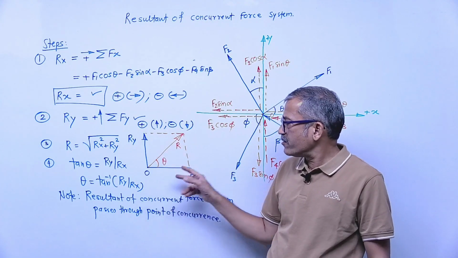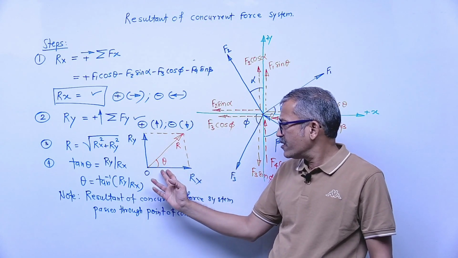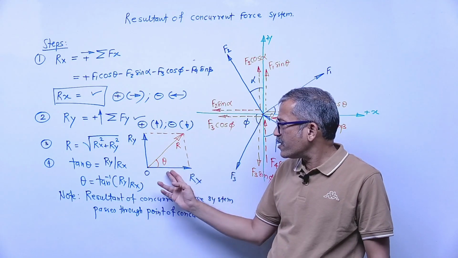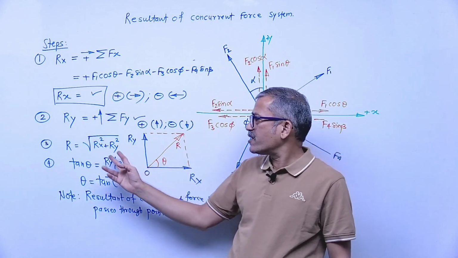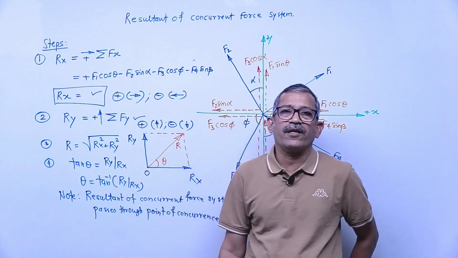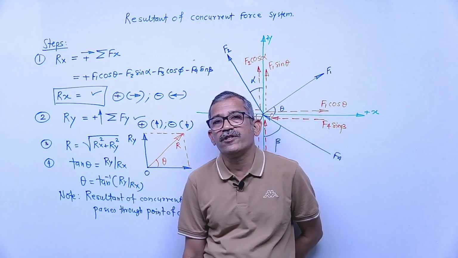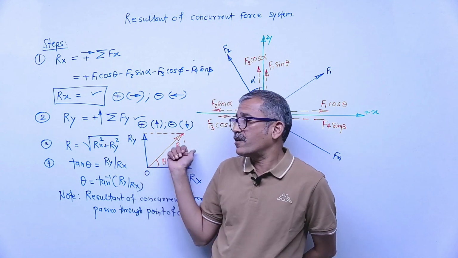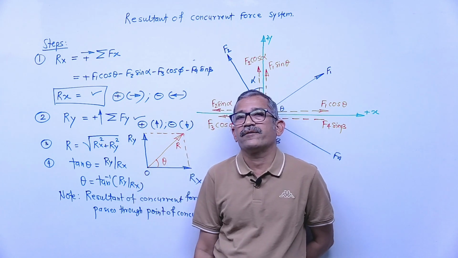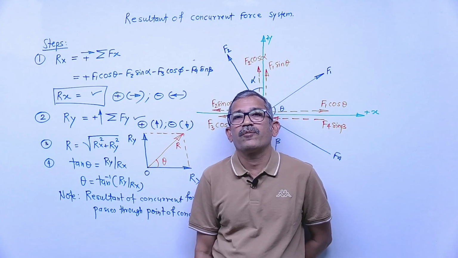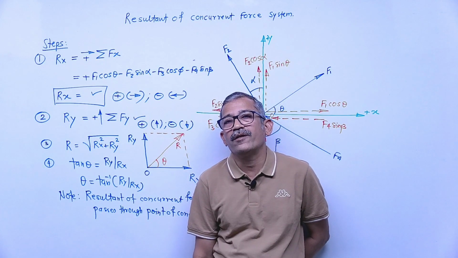Magnitude of R is given by applying the Pythagoras theorem: root of Rx square plus Ry square. And how will we find the angle? Tan of the angle is opposite upon adjacent. Opposite to the angle is Ry. Adjacent is Rx. And finally, the resultant of a concurrent force system passes through the point of concurrence.